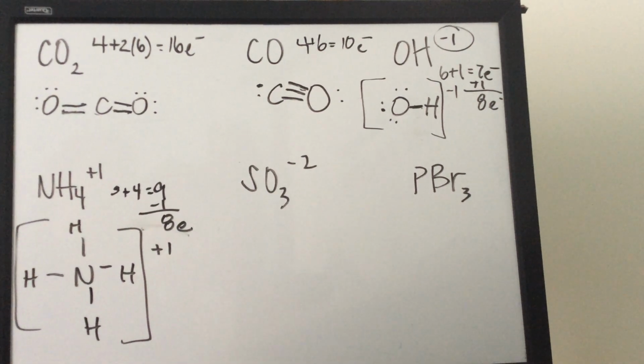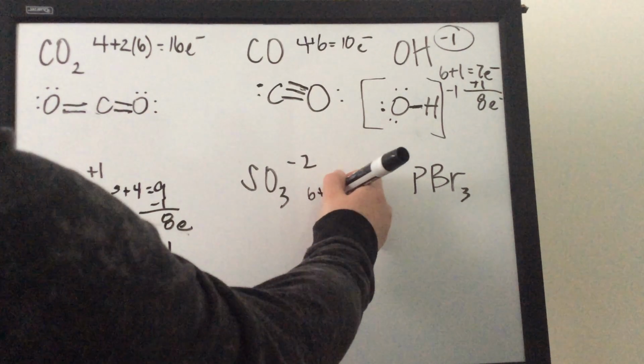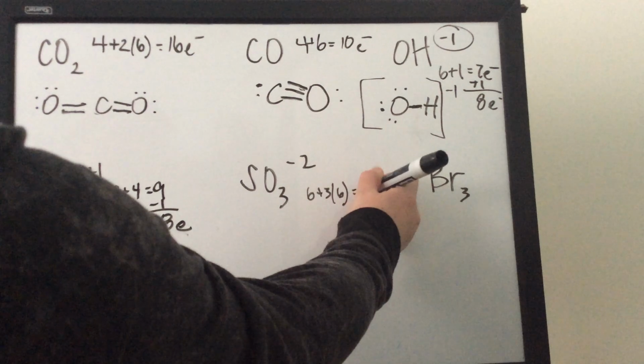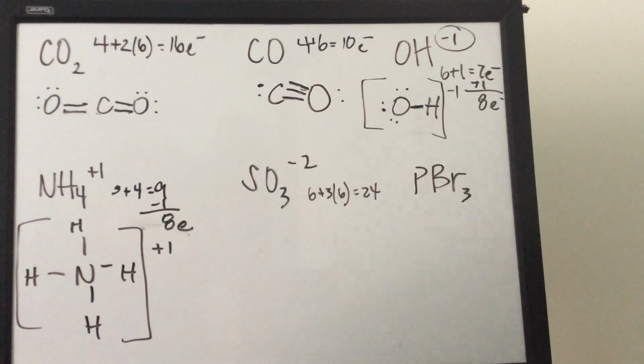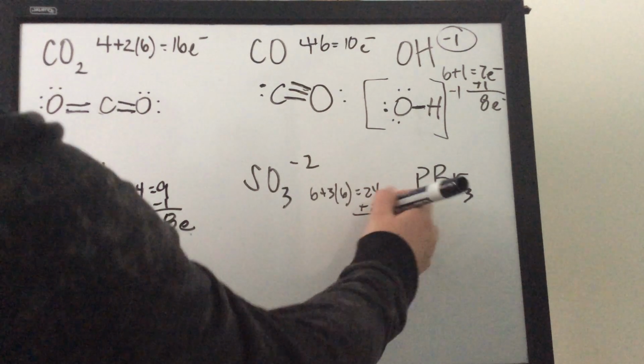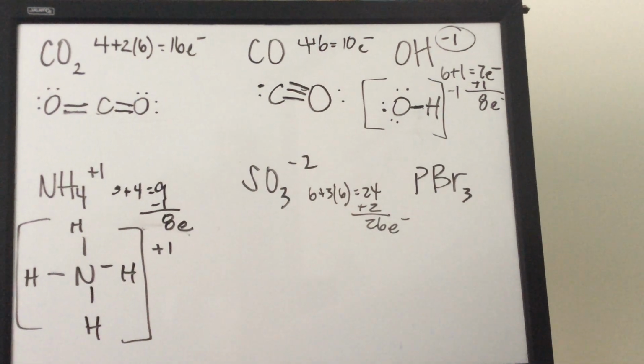Okay, this one's challenging. SO3 minus 2. So sulfur brings me 6. Each oxygen also brings me 6 for a total of 24. But I can't forget about these. This minus 2 means I've added 2 electrons. So my total is actually 26 and not 24. And those 2 electrons I'm going to have to add in to my picture. I'm physically going to have to add them after I have counted valence.